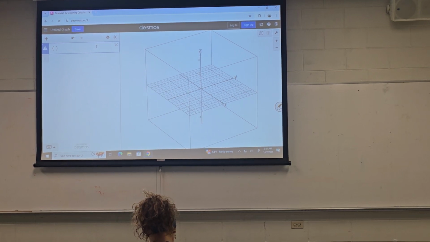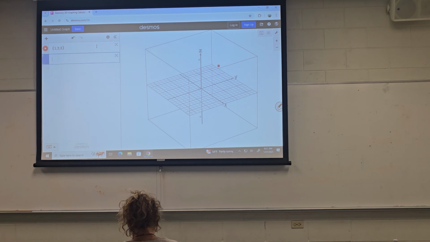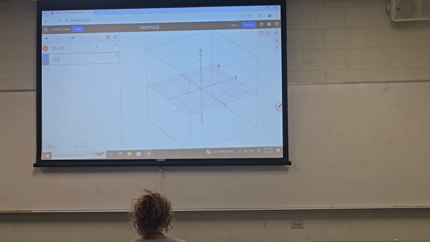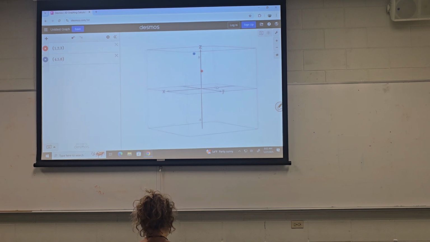Coordinates in. So I'm going to type in coordinate 1, 2, 3, and 4, 5, 6. I'm going to zoom out just a bit since that second point is not in view.